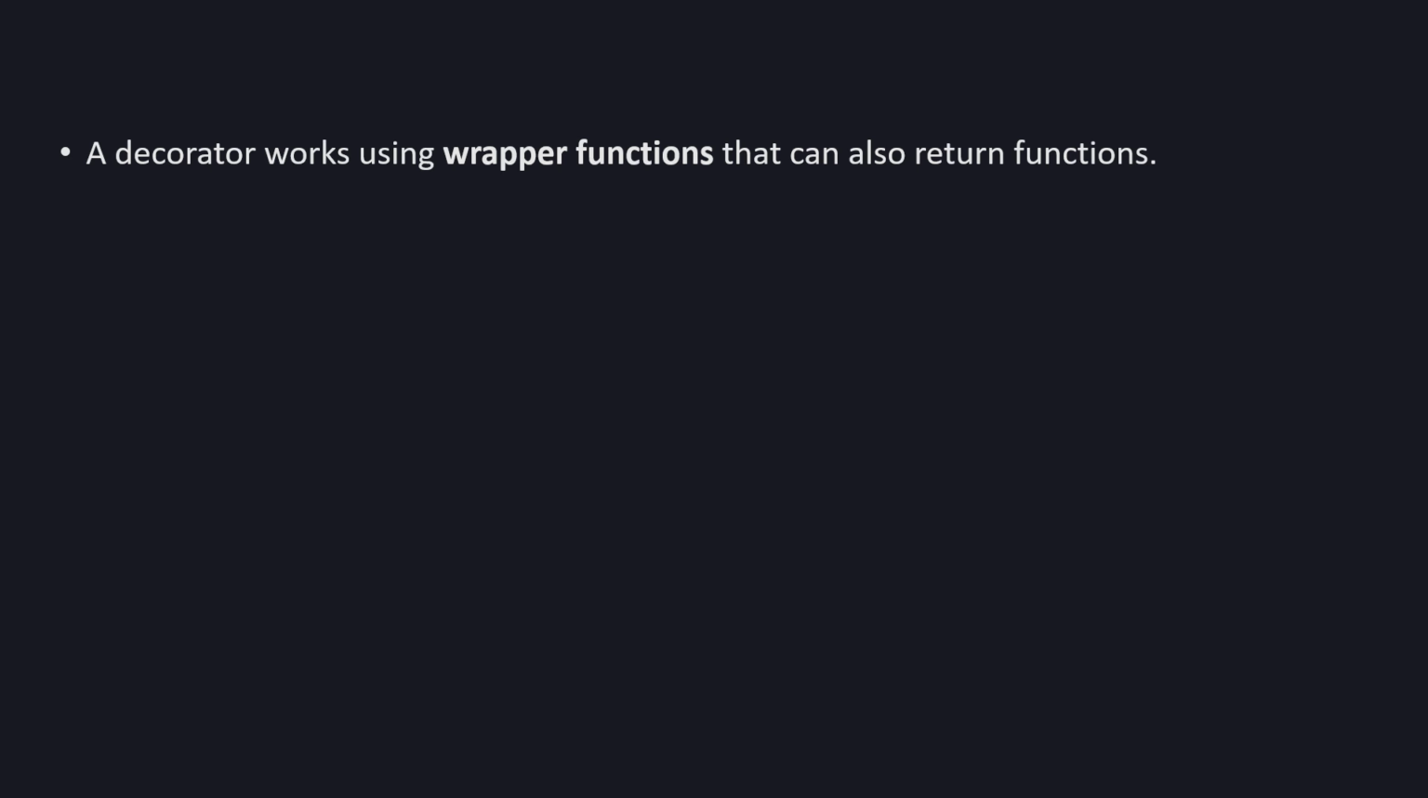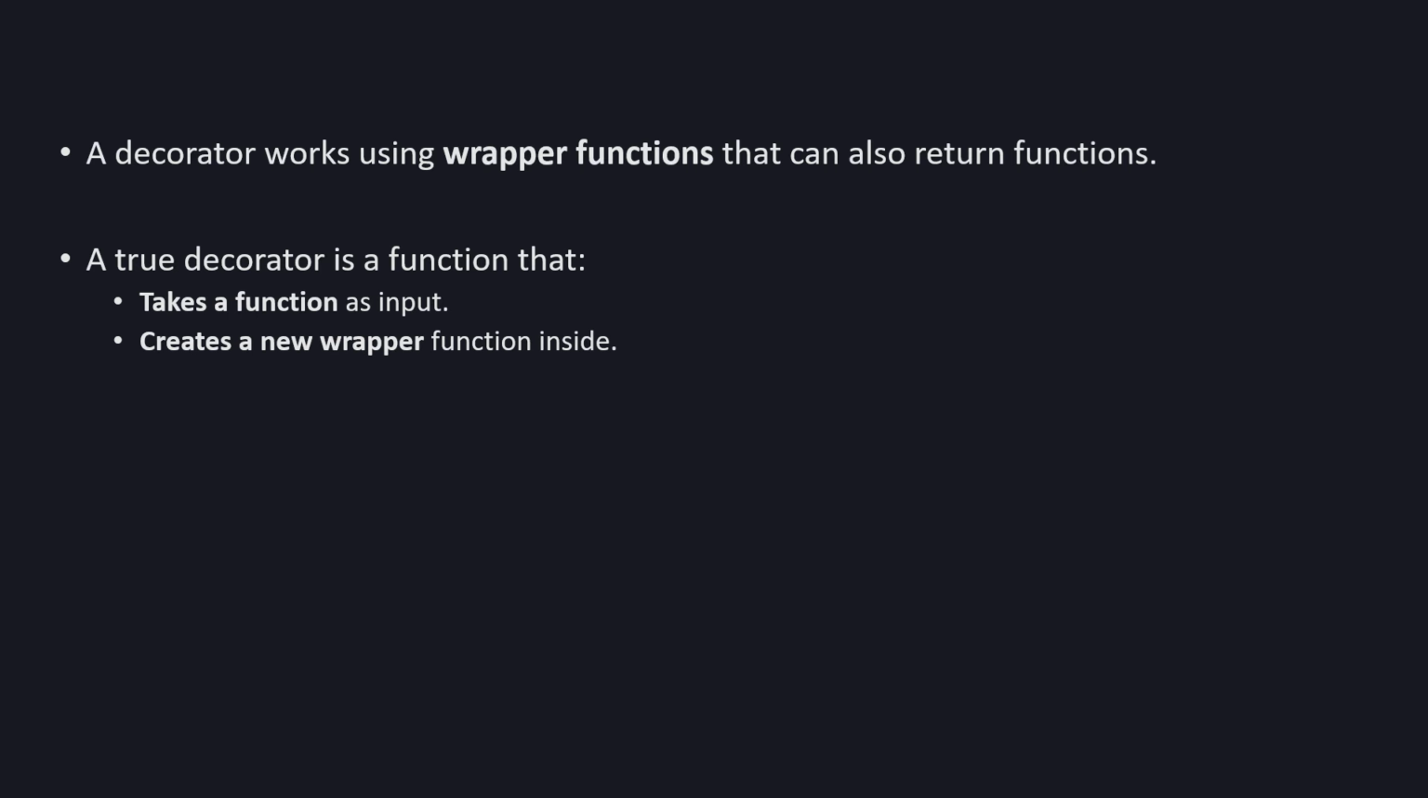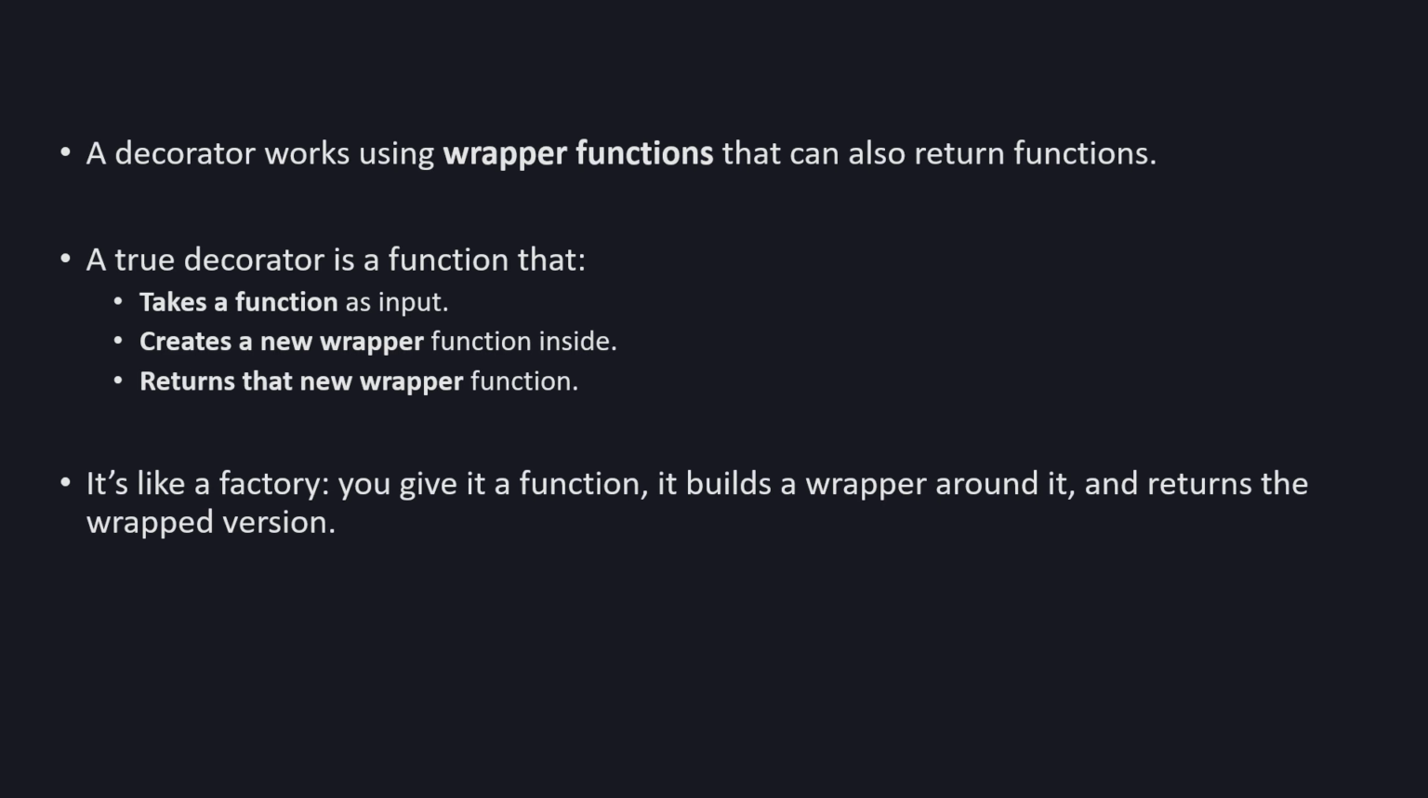Okay, now let's make this reusable. The last piece of the puzzle is that wrapper function can also return functions. A true decorator is a function that takes a function as an argument, defines a new wrapper function inside itself, and returns that new wrapper function. It's like a box making factory. You give it a function, it builds a new wrapper box around it and gives you back the new box.